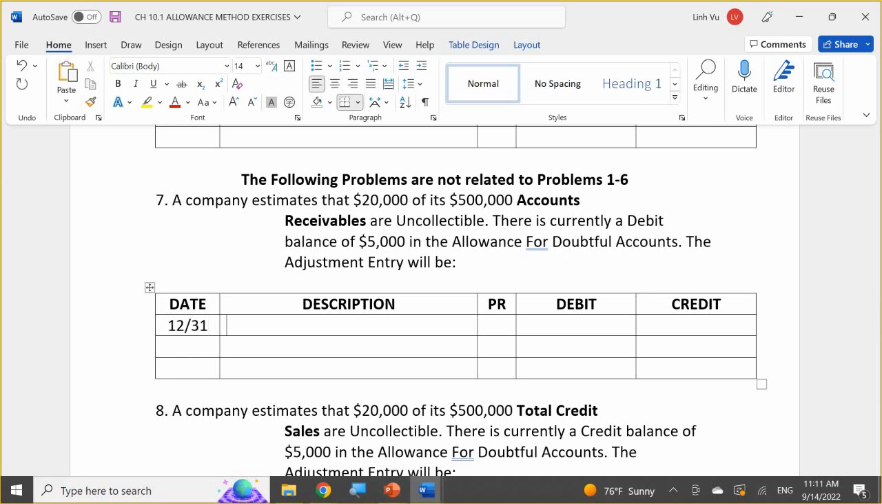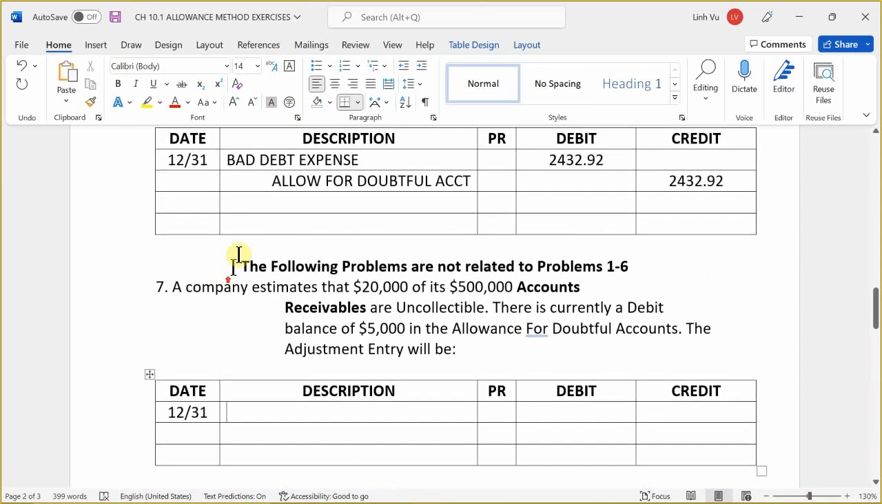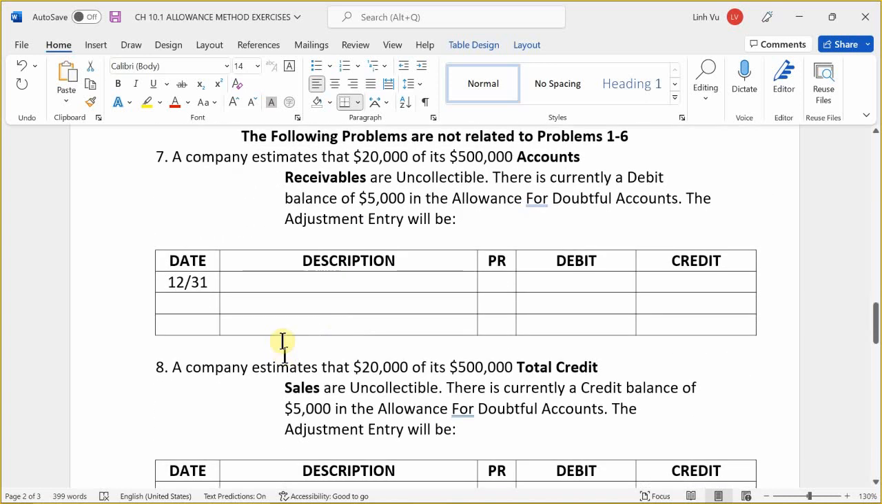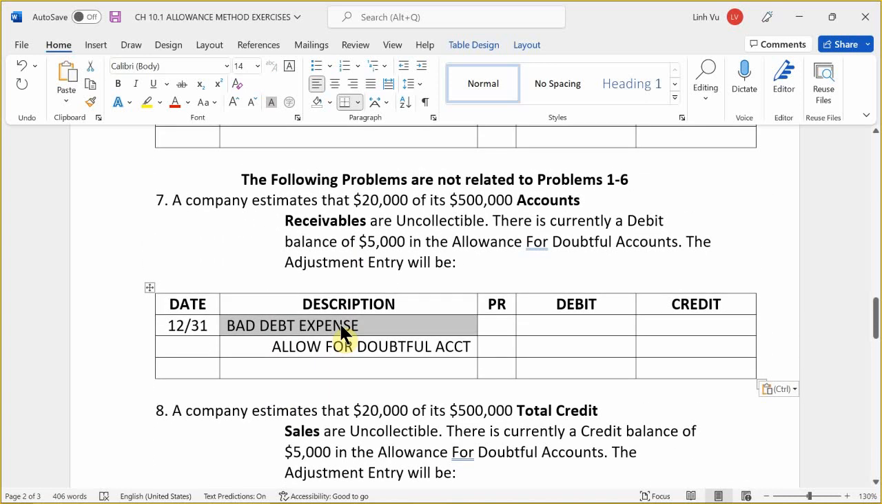So how would you journalize this adjustment? This is going to be the bad debt expense and allowance for doubtful accounts, because we're doing the balance sheet method, since it says accounts receivable. And then your bad debt expense for a debit is going to be 15,000.